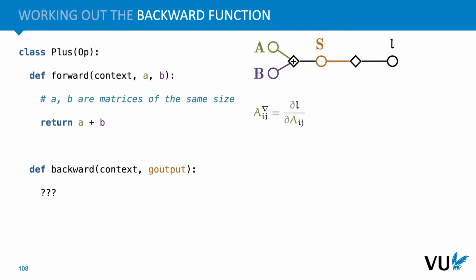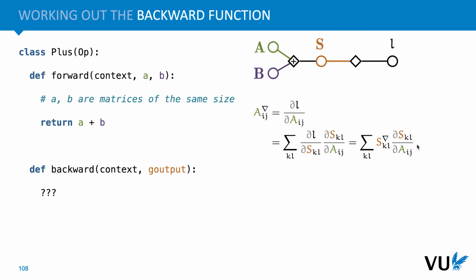We start with the scalar derivative for a single element ij. This is defined as the derivative of the loss with respect to a_ij. The multivariate chain rule tells us to sum over all elements k and l of the output matrix S. And we see here that the first factor within the sum is an element of the matrix S nabla that we are given as the input to the backward function.